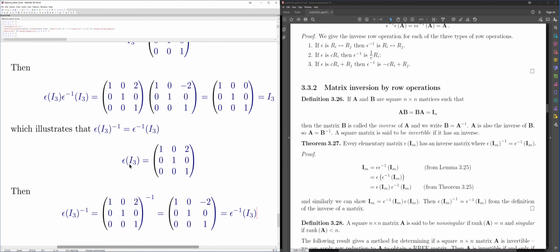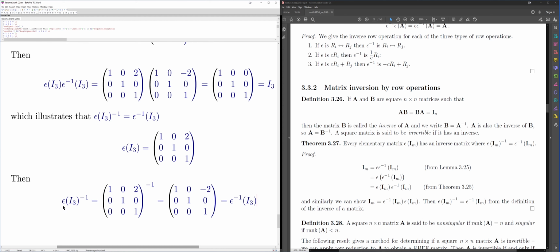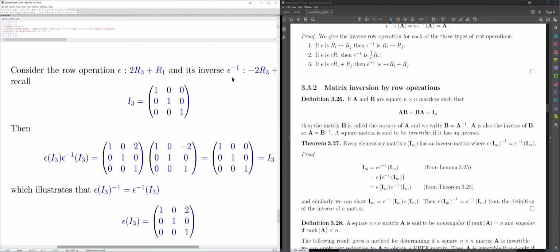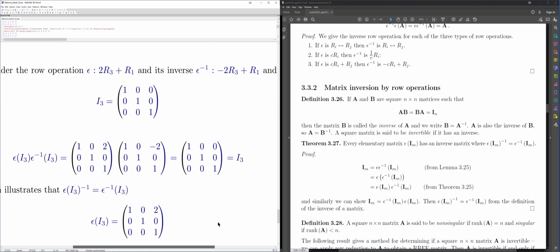What I want is the inverse of this elementary matrix. It is the same elementary matrix, and I want to get its inverse. I do that by looking at this row operation, epsilon, and taking the inverse of that row operation. If this is 2 row 3 plus row 1, the inverse would be minus 2 row 3 plus row 1.